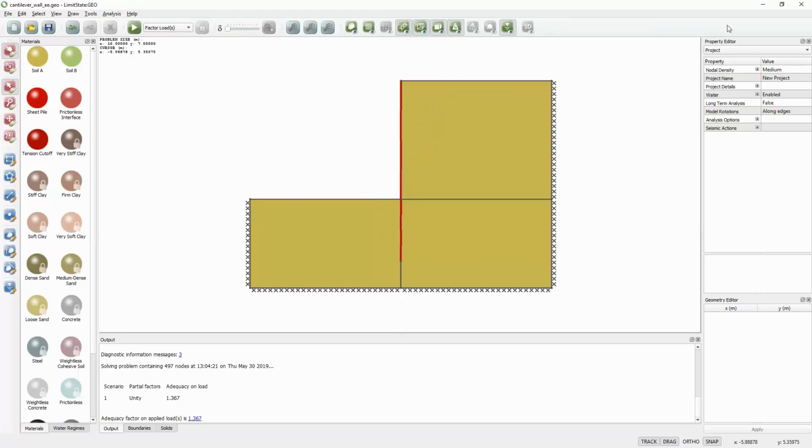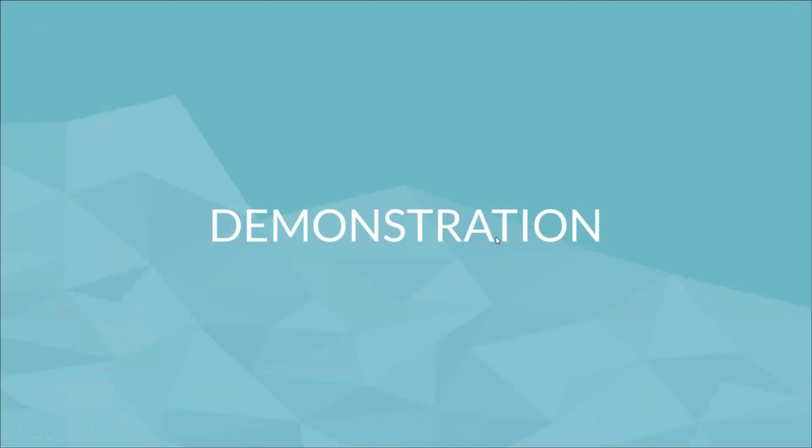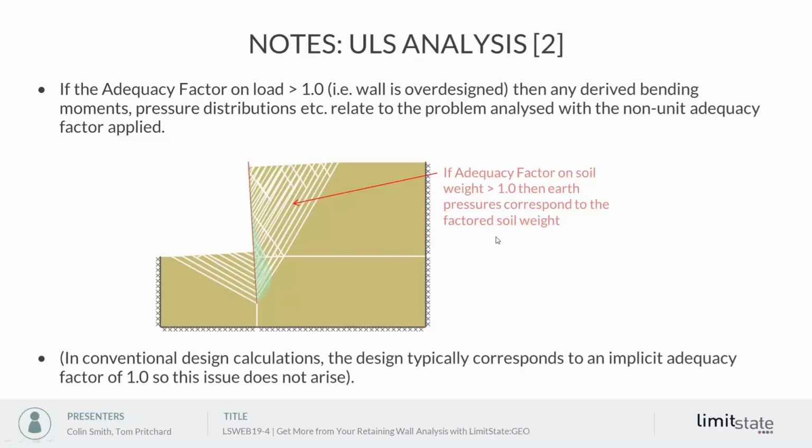Okay, so hopefully that's demonstrated how we can model cantilever walls. I'll just quickly go back to the PowerPoint. So just to summarise the points I was making there, if the adequacy factor on the load is bigger than 1, then we have to remember that any derived bending moments or pressure distributions relate to the problem analysed with the non-unit adequacy factor applied. So those pressures or moments that we derive correspond to that factored soil weight.